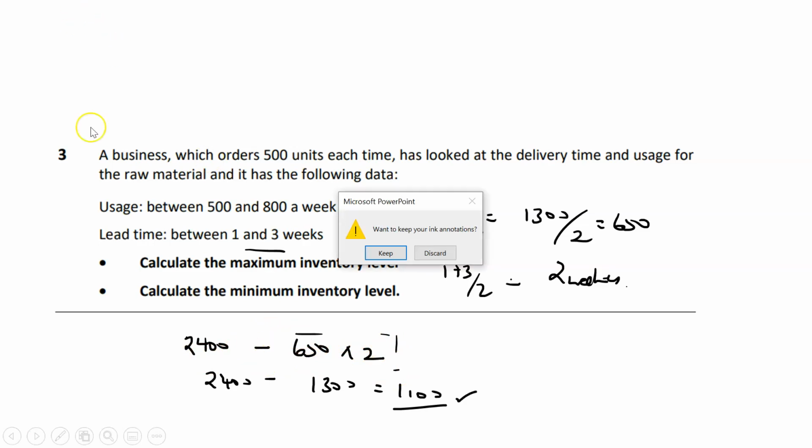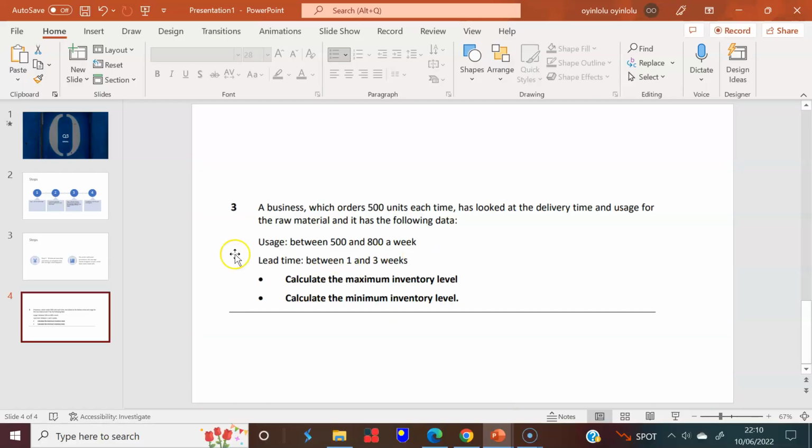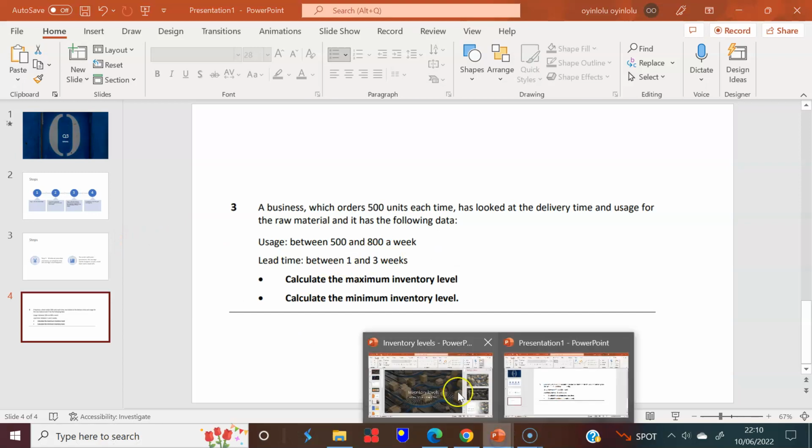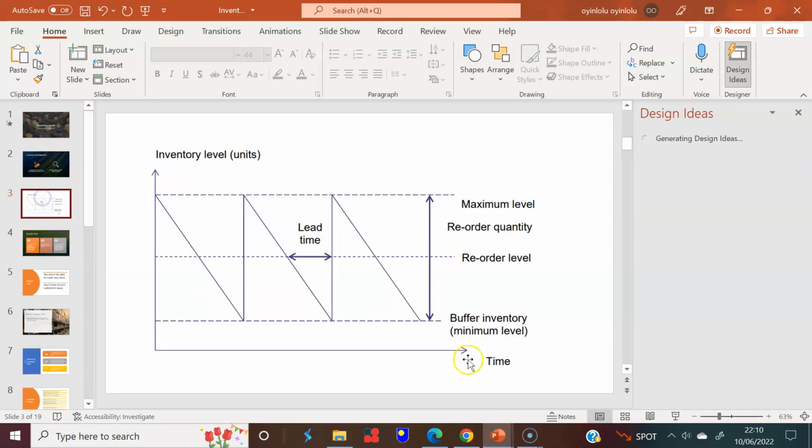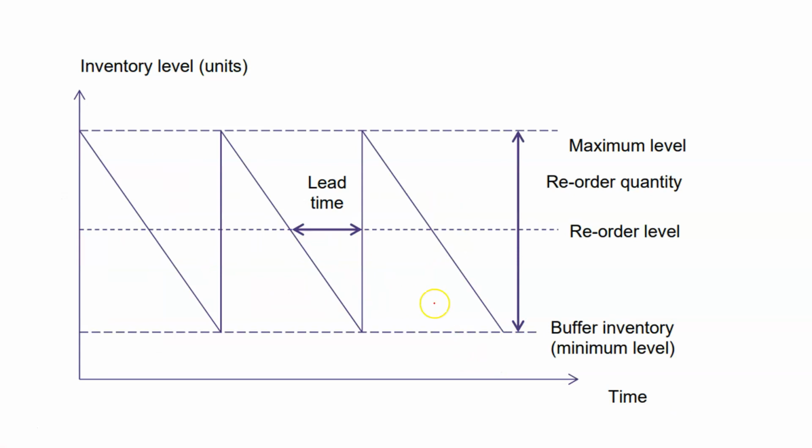Just quickly taking you out of this into this. What we have here is a bit of a chart. Sometimes this minimum level is referred to as a buffer level.